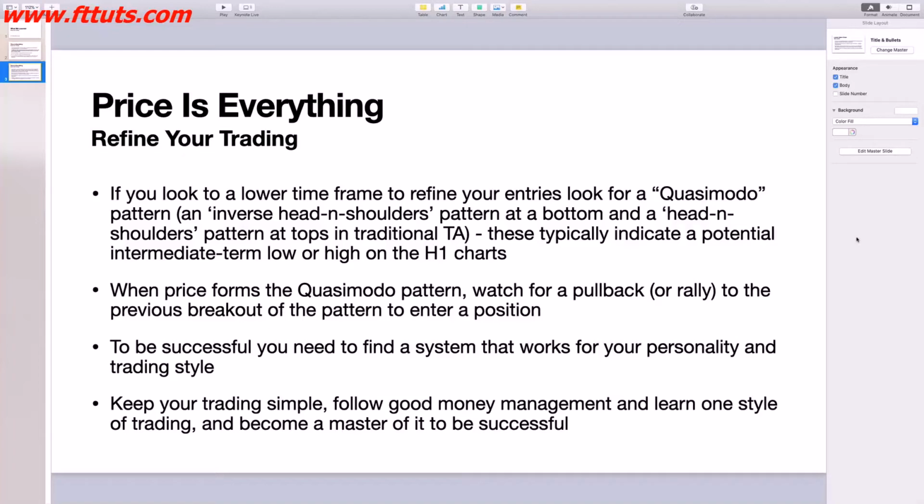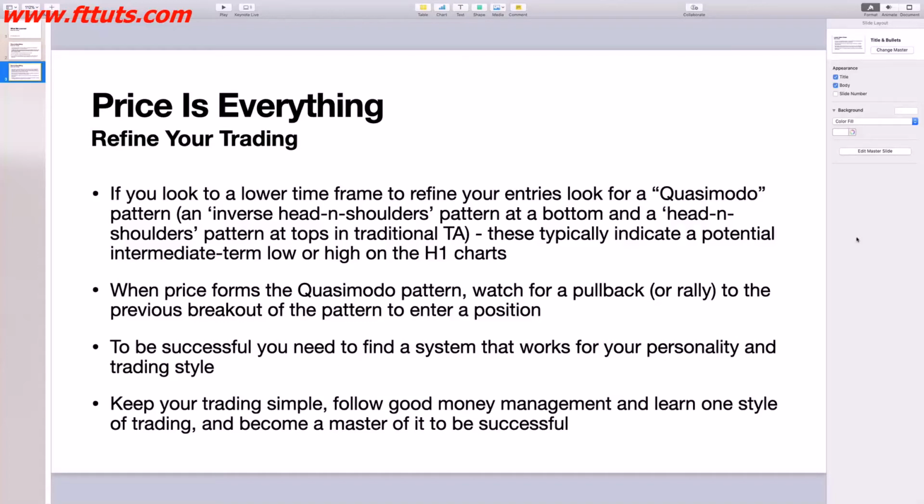When price forms the Quasimodo pattern, watch for a pullback or a previous breakout of the pattern to enter a position on the long side. Or if it's a head and shoulders pattern at the top of a very large rally, look for a rally up to what they call the neckline of the head and shoulders pattern. That's a pretty good entry point for a short position.